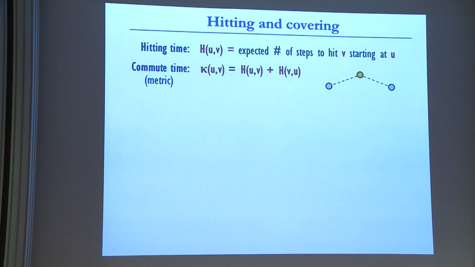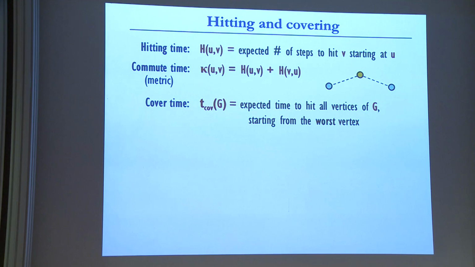Both triangle inequality, symmetry. Now, the cover time, the object of interest here, which, again, is a very natural thing to look at, but computer scientists were interested in it because it is related to algorithms for determining connectivity. So the cover time is just the expected time from the worst starting vertex to hit all vertices of G.